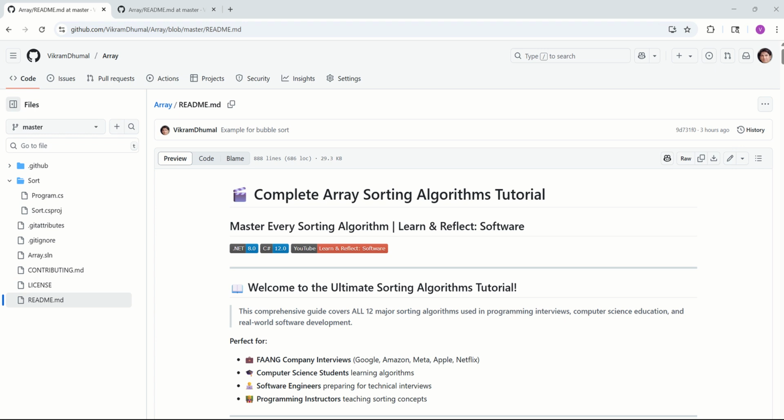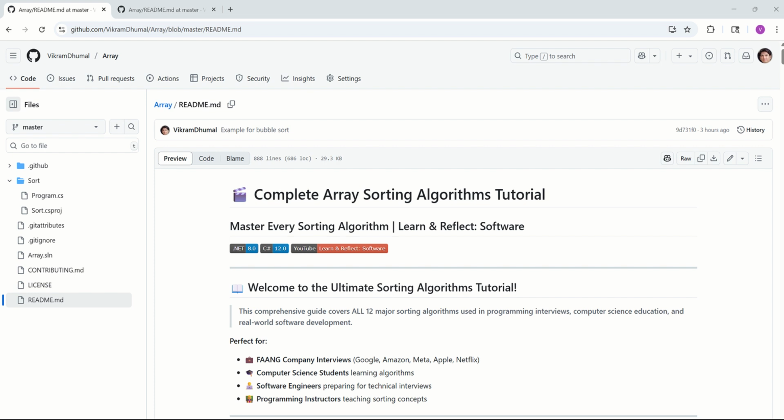Today we are kicking off our brand new series dedicated to sorting algorithms. Over the next few weeks, we will systematically break down all 12 major sorting algorithms, exploring each one in its own dedicated video. This series is built right on top of our comprehensive GitHub README file. Think of it as your ultimate textbook for these algorithms. I am sharing the link of this repo in the description for this video.